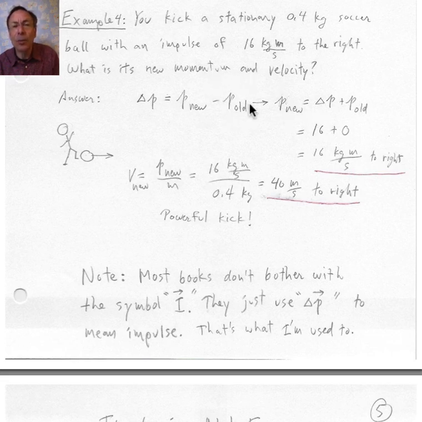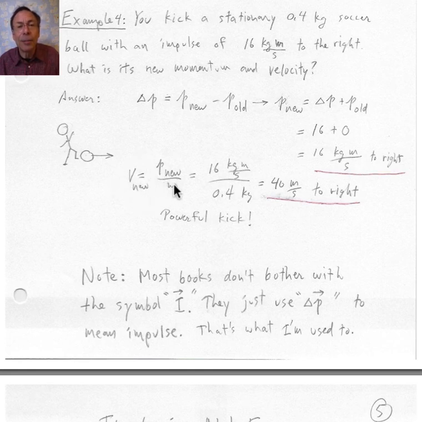We add the old to both sides, and we get that the new momentum is the impulse, the delta P, plus the old momentum. But the old momentum was 0 because it was at rest. So it's 16, that's the impulse that we were given, plus 0. So the answer is 16 kilogram meters per second to the right, okay?